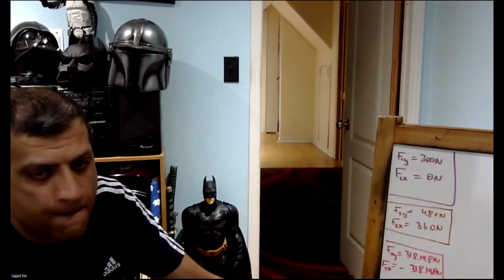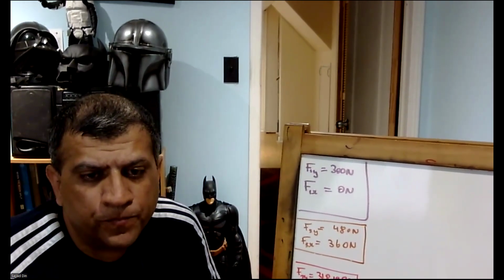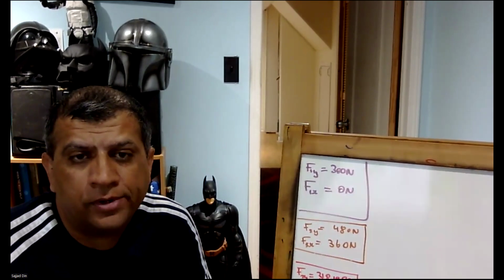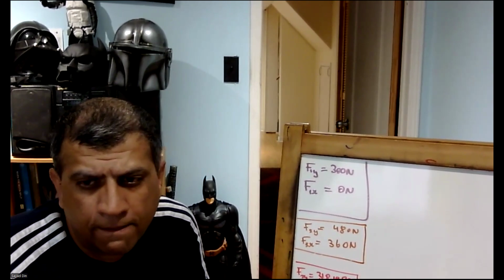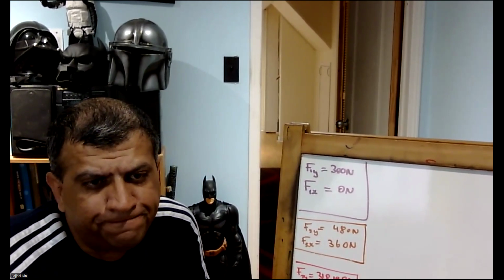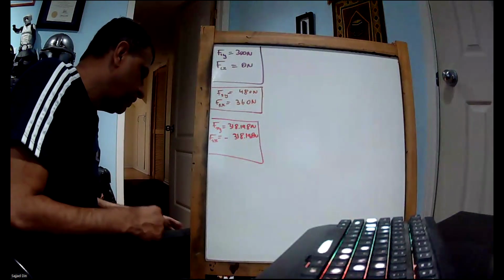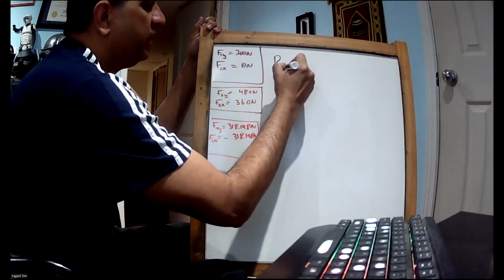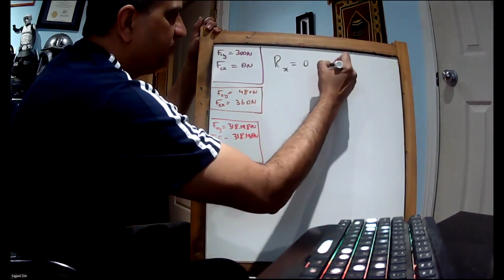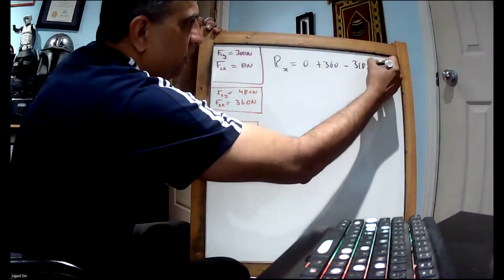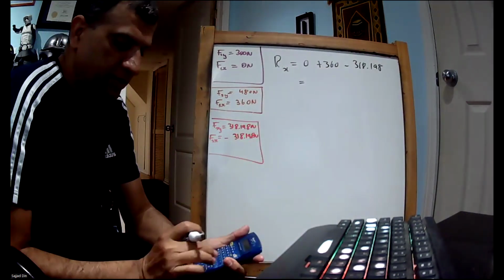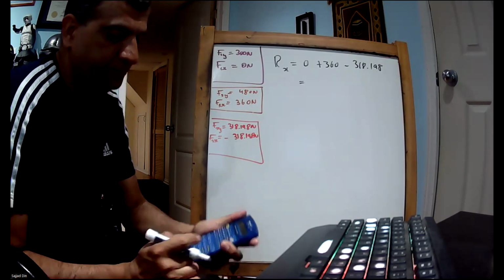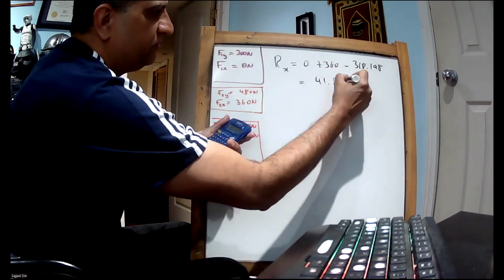Okay, let's solve it. So adding the x components, I'll say our Rx is equal to 0 plus 360 minus 318.198. It's 318.198. So that is 41.802.